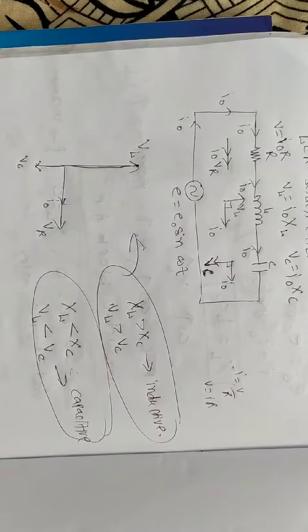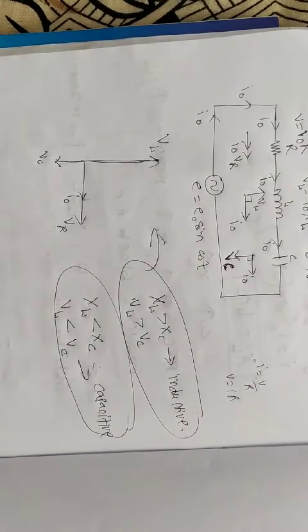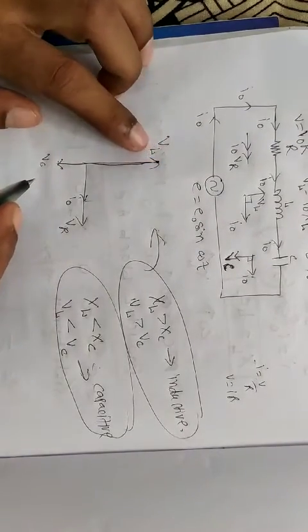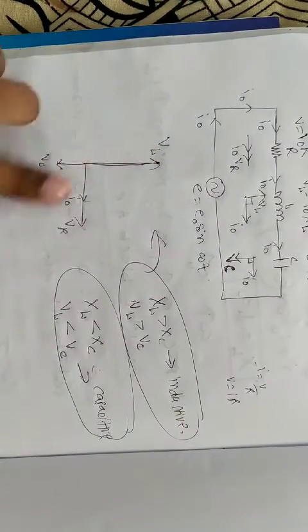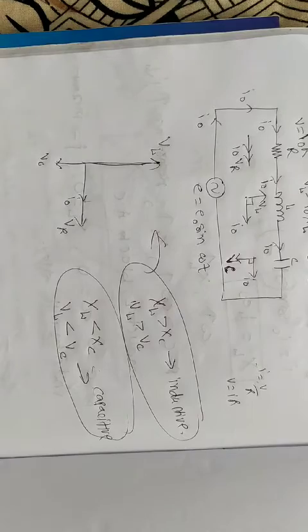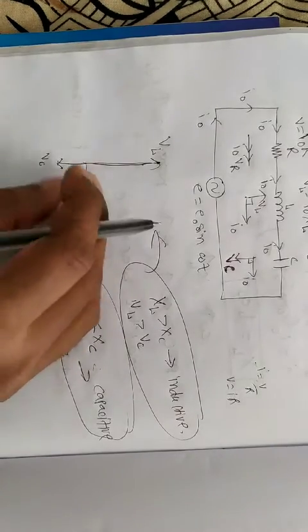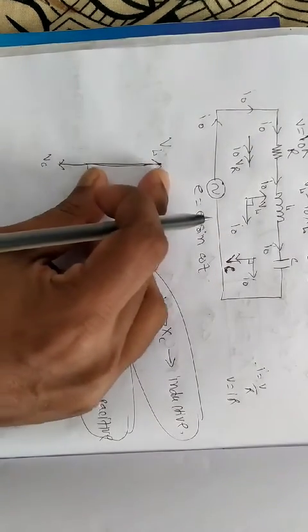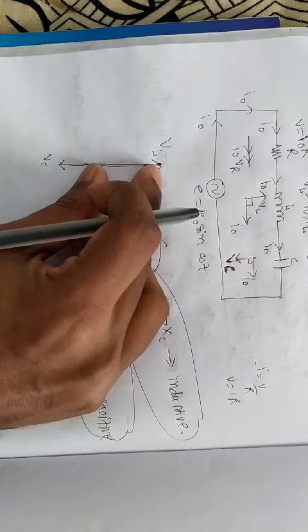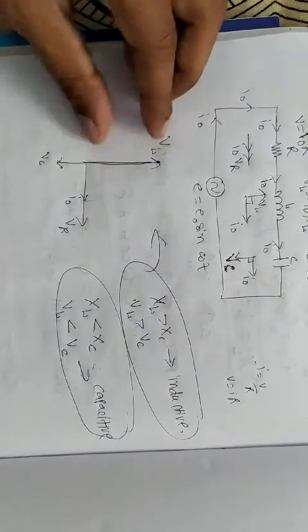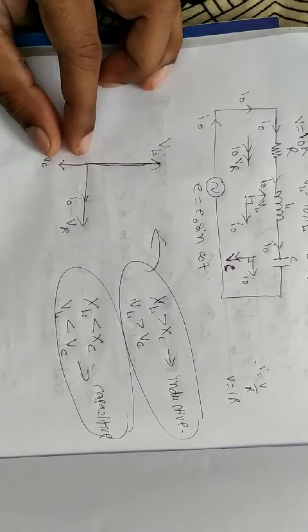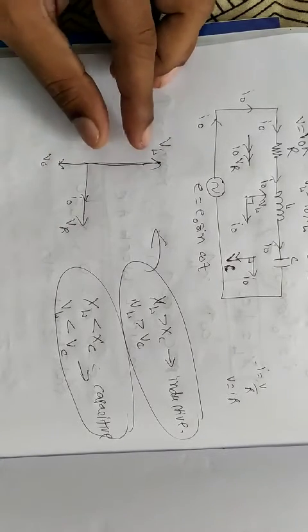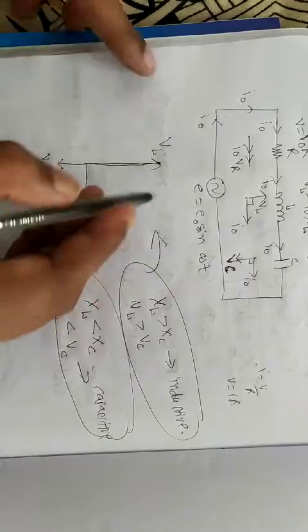If this happens, what will happen? Now see this. I want to do the vector summation of this and this. These all are vectors. So let's say that this length is 5 and this length is 2. So what will be the net? This will be 5 minus 2, that means 3.